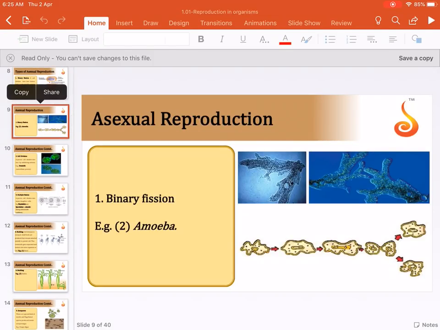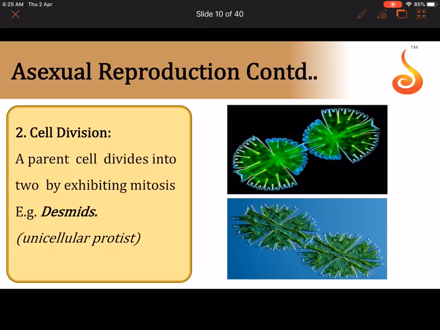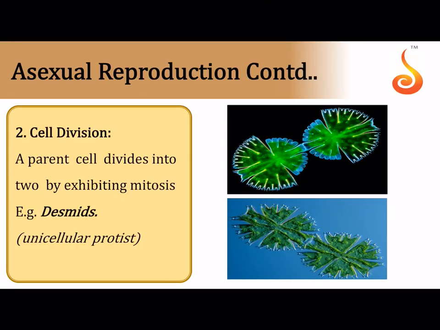Okay, I'm sorry, the slide disappeared again. Okay, the next type of asexual reproduction is by cell division. Cell division happens by simple mitosis, the type of mitosis that you all have learned. A mother cell or a parent cell divides into two daughter cells by simple mitosis.